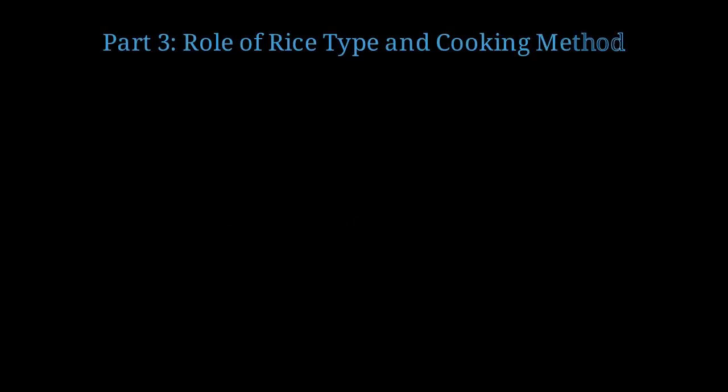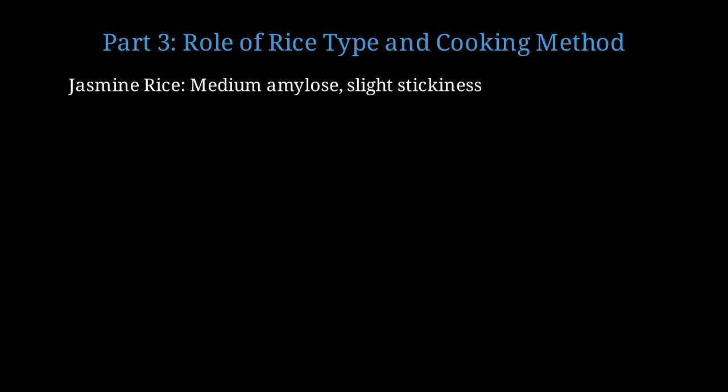Now let's connect this to practical rice types and cooking methods. Different varieties and techniques manipulate these physical and chemical principles. Jasmine rice has medium amylose content around 18 to 20%. It exhibits slight stickiness, but grains remain largely separate. This is due to moderate surface gel formation.